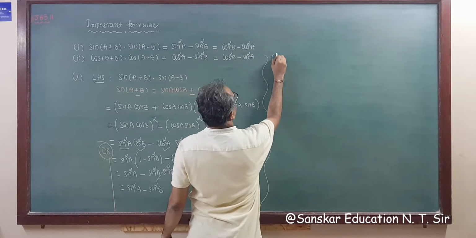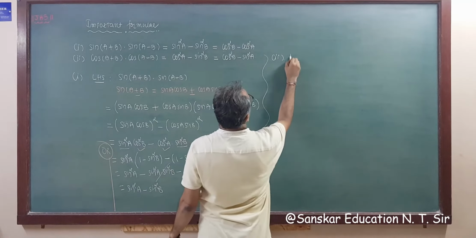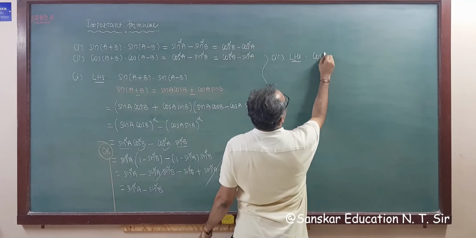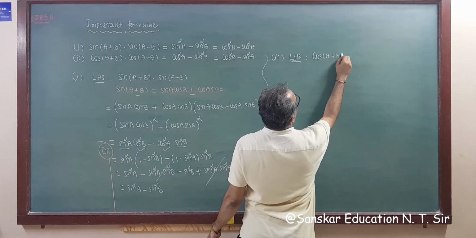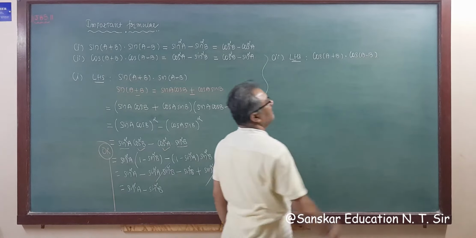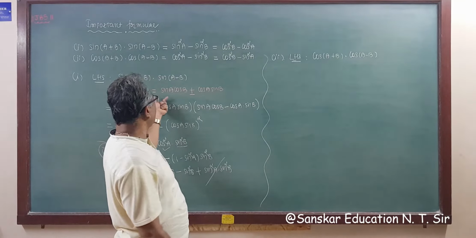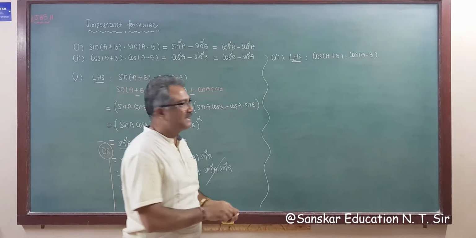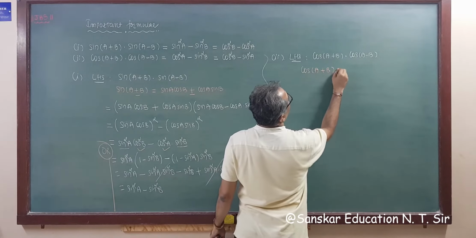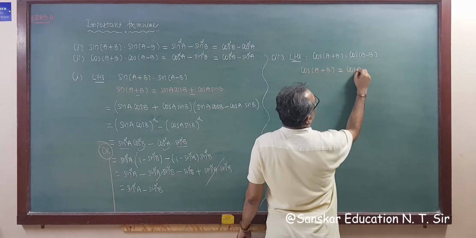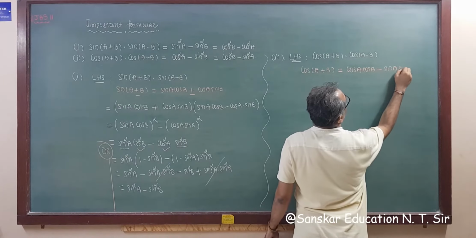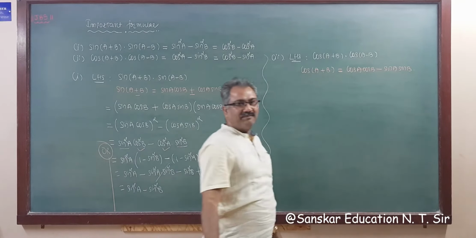So for the second formula, the left hand side is cos(A+B) cos(A-B). So cos(A+B) into cos(A-B). Now that was the formula of sine, and this is the application for cos. So cos(A+B) is cos A cos B minus sin A sin B. Now you know this formula very well, right?